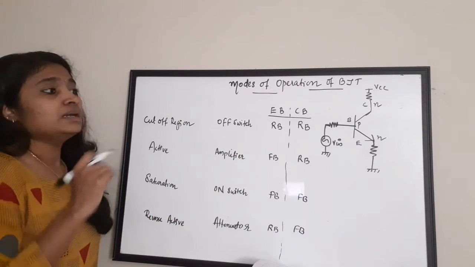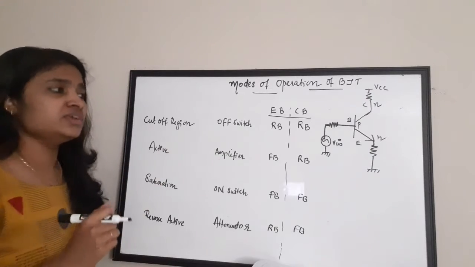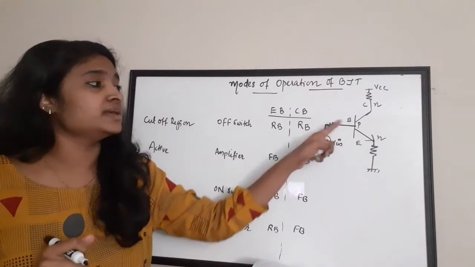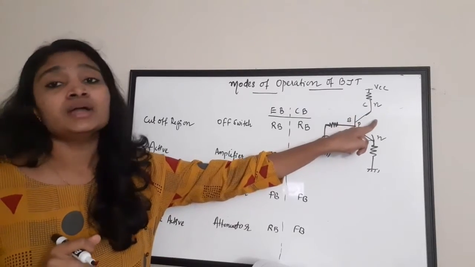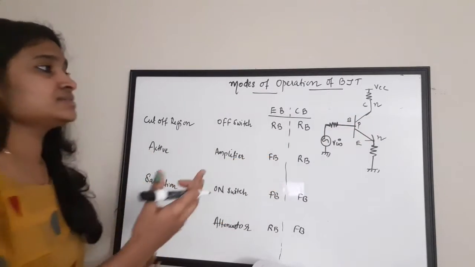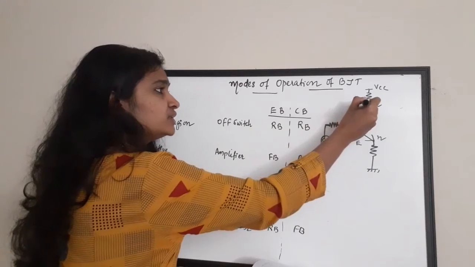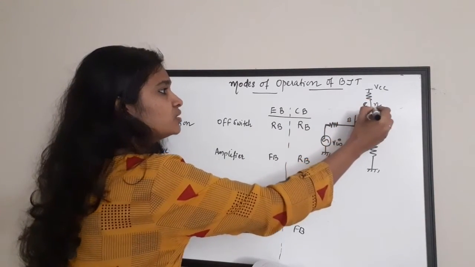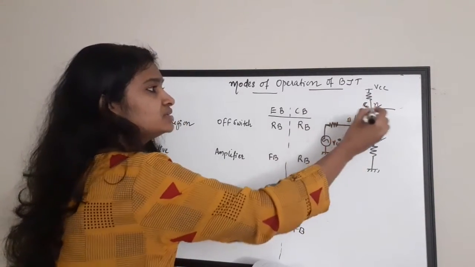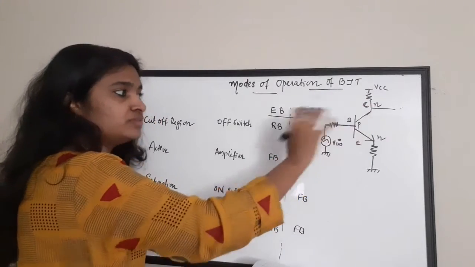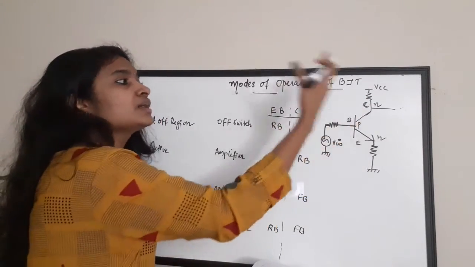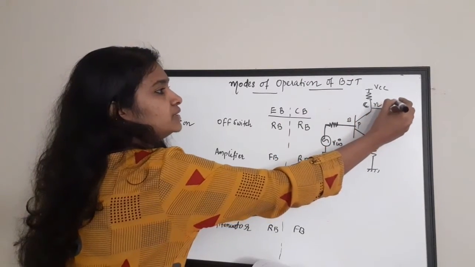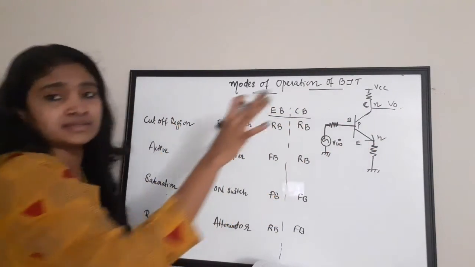In an ideal configuration, we use the base as an input, the emitter is grounded, and we take the output from the collector side. You can have three configurations: common emitter, common base, and common collector. Here I am just using this configuration where I give the input to the base and take the output V out from the collector.